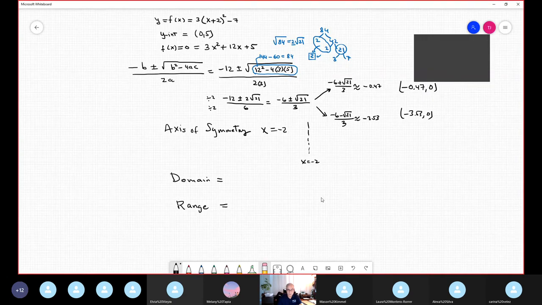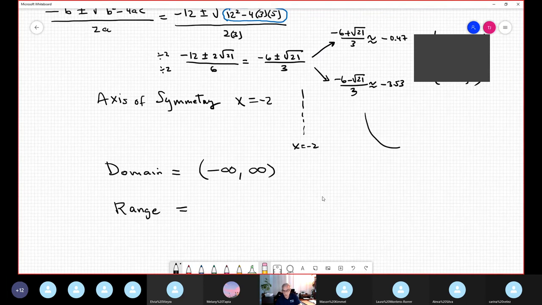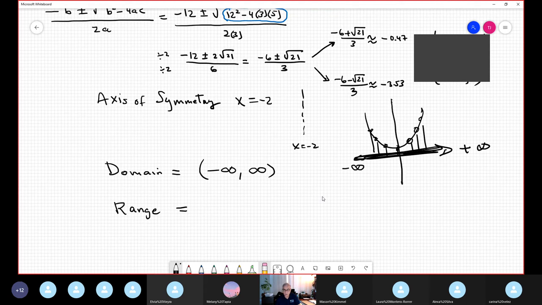Okay, the answer for the domain is obvious: all real numbers. Does everyone understand this or not? No restriction. It's a parabola. And when you project any point of the parabola onto the x-axis, it is all real numbers. However, when you project it onto the y-axis, no.